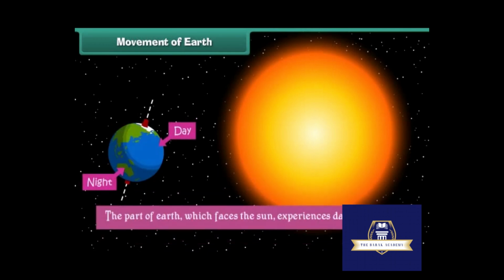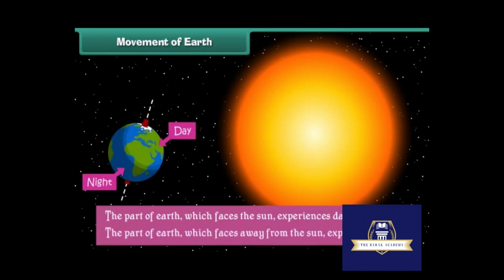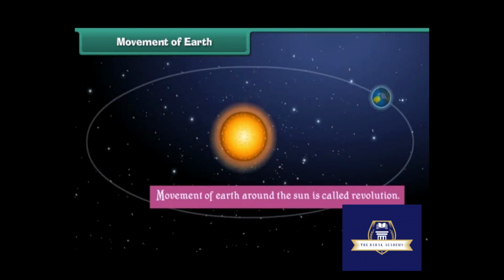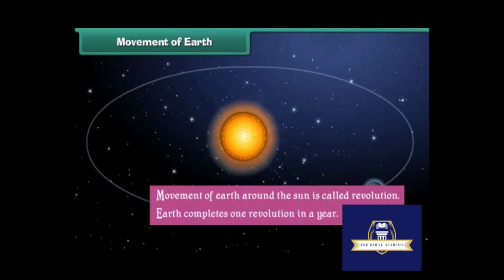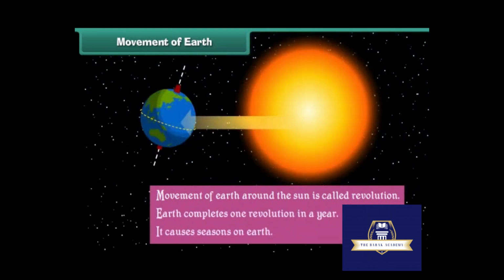The part of Earth which faces the sun experiences the day. The part of Earth which faces away from the sun experiences night. Movement of Earth around the sun is called revolution. Earth completes one revolution in a year. It causes seasons on Earth.